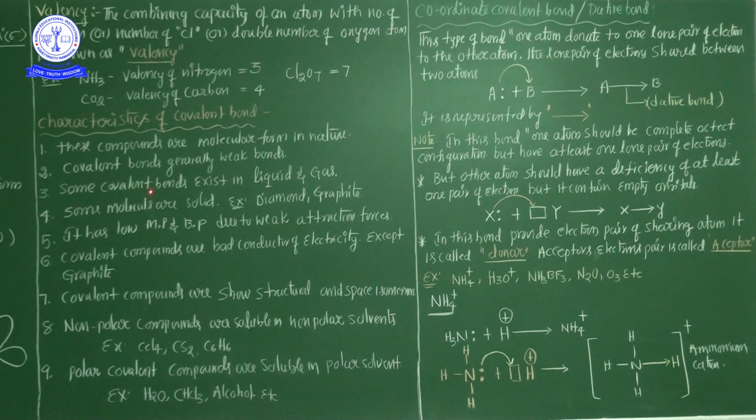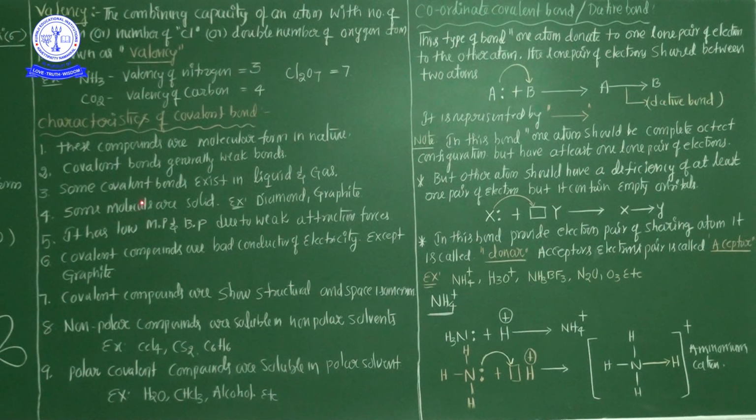Third, some covalent compounds exist in the liquid state and also the gas state, but some covalent molecules generally exist in the solid state. The best example of the liquid state is the water molecule. Water can exist in the liquid state, but here covalent bonds are present. Similarly, in the gaseous state, the hydrogen molecule is a gas, and chlorine is also a gas.